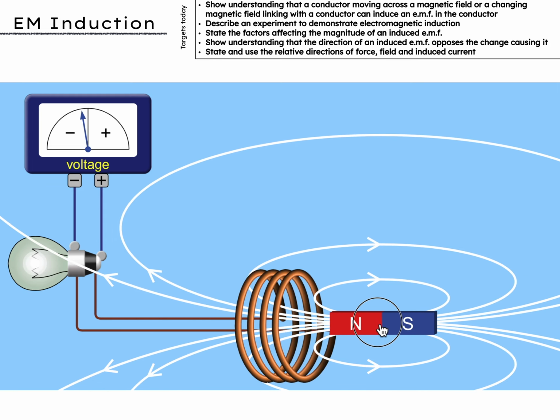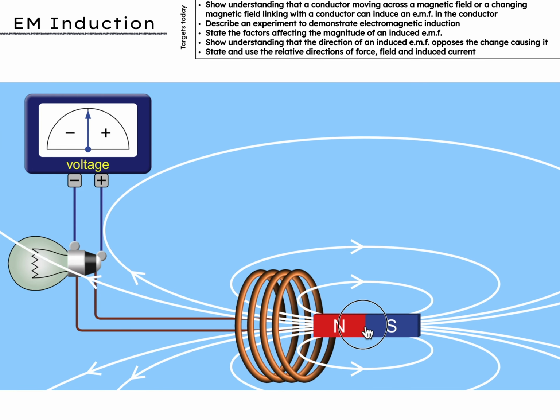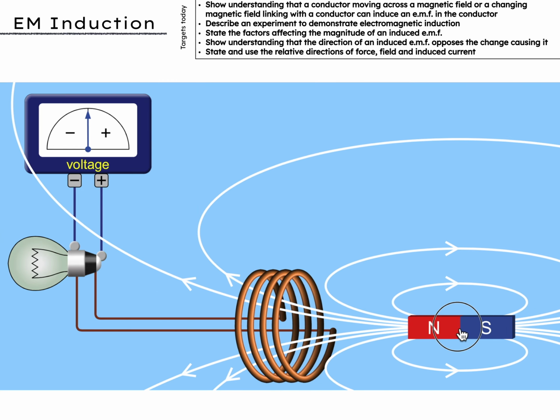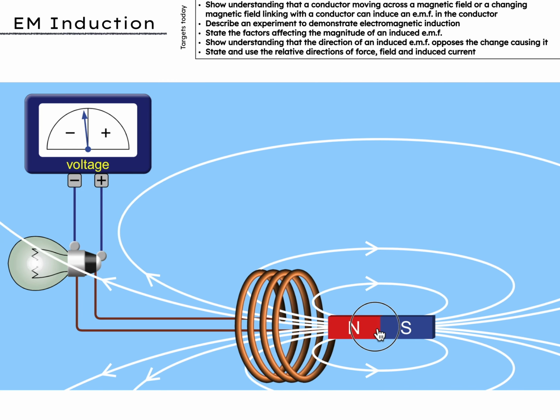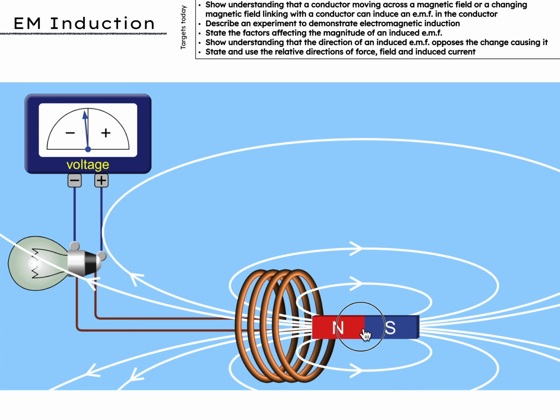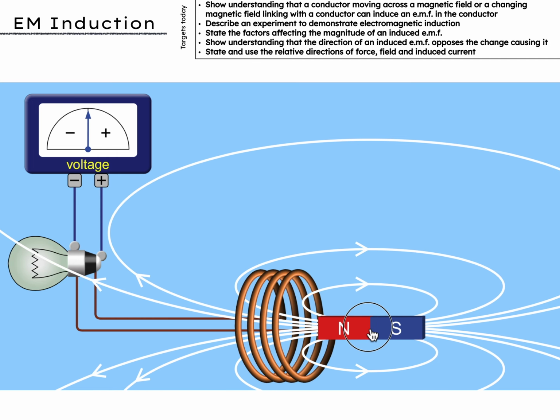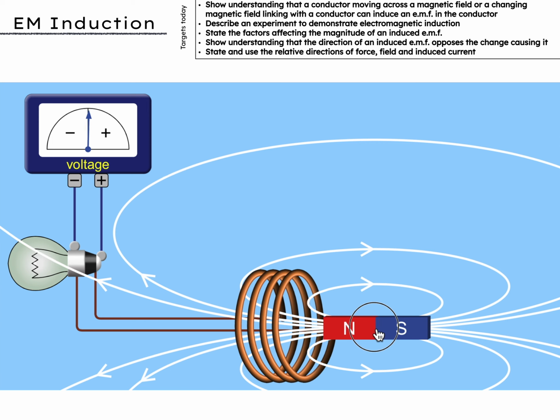That kind of makes sense, otherwise we'd be getting free energy. The chemical potential energy in my body is transforming into kinetic energy in the magnet, which is transforming into electrical energy in the circuit, and then heat and light in the bulb. That is electromagnetic induction. The moving magnet, or rather, the changing magnetic field, has induced an EMF and hence a current in the coil.